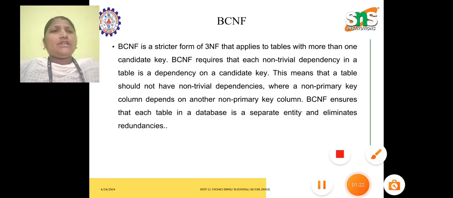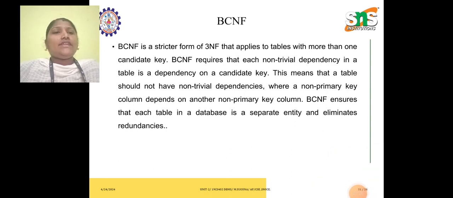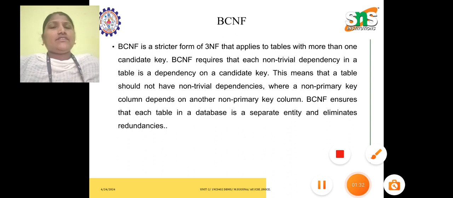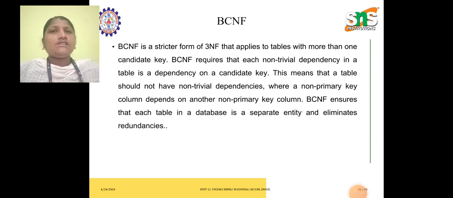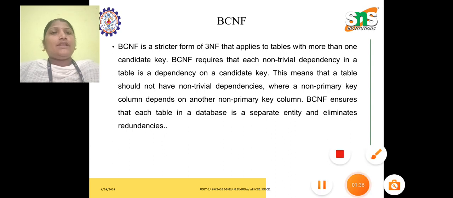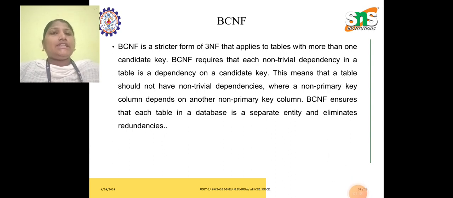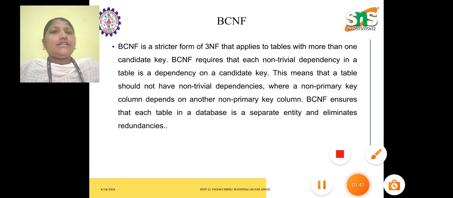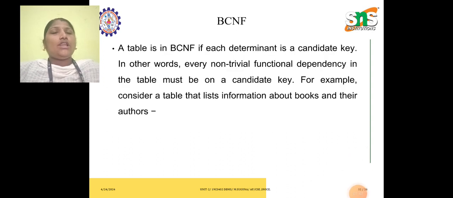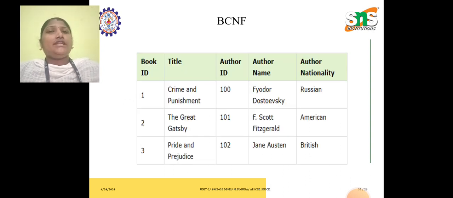So what is non-trivial dependency? Where a non-primary key column depends on another non-primary key column. While we are checking whether the table is in BCNF, we have to ensure that each table in a database is a separate entity and it eliminates redundancy. That is, a non-primary key column should not depend on another non-primary key column. That is the non-trivial dependency. So in BCNF we have to eliminate this non-trivial dependency.